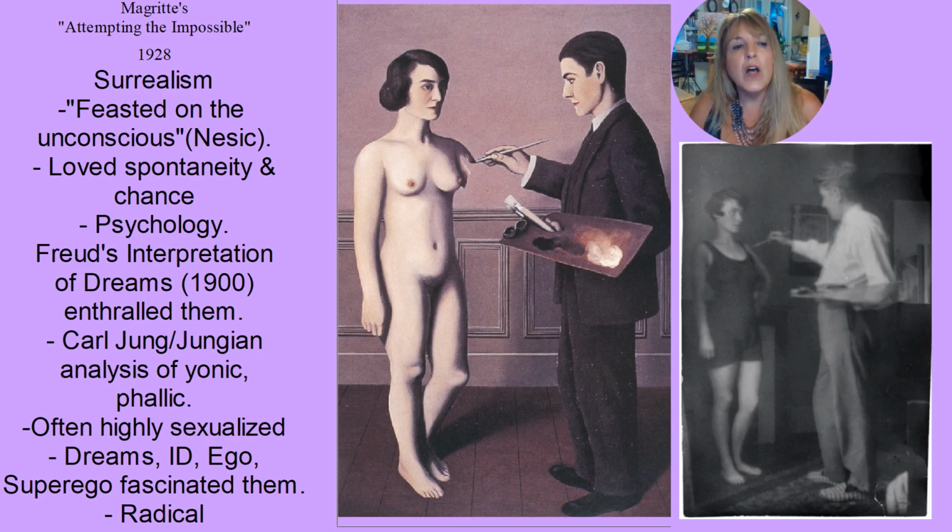He feasted on the unconscious. He loved spontaneity and chance. Psychology, Freudian interpretation of dreams enthralled the surrealist. Carl Jung, the analysis of yonic and phallic. There's often a heightened sexuality. I mean, this work is 1928, so this for 1928 was really quite provocative.